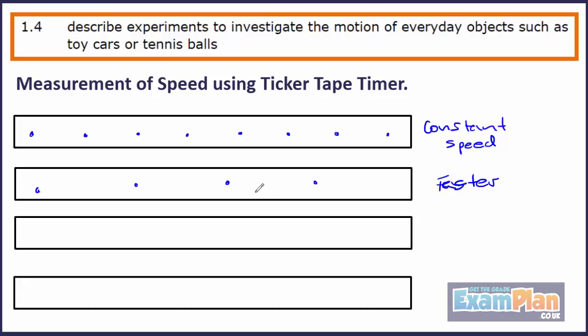If the dots are getting further and further apart, then it tells us the car or the object must be speeding up or accelerating. If the objects are getting closer together, the object is slowing down or decelerating.